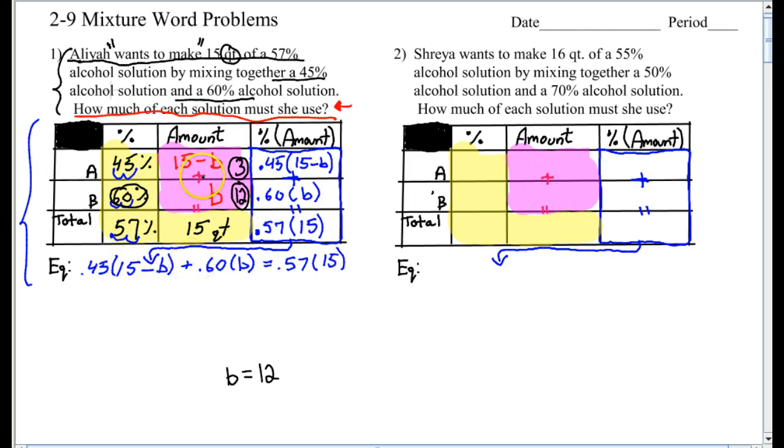Something to that effect. Of course, the order is not super important, so if you said 12 quarts of 60% mixed with 3 quarts of 45% will equal 15 quarts of 57%, that's fine as well. Okay, just make sure it's all in there. 3 parts to the sentence at the end, 3 different rows to describe in words.